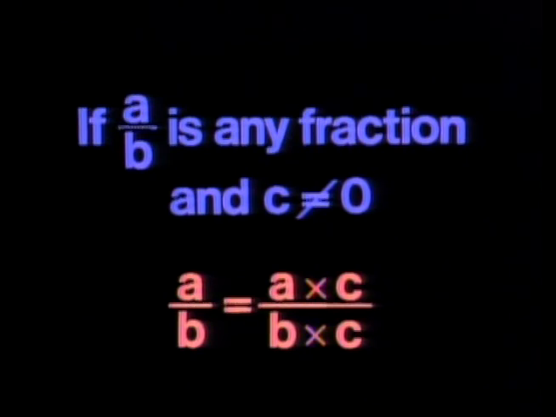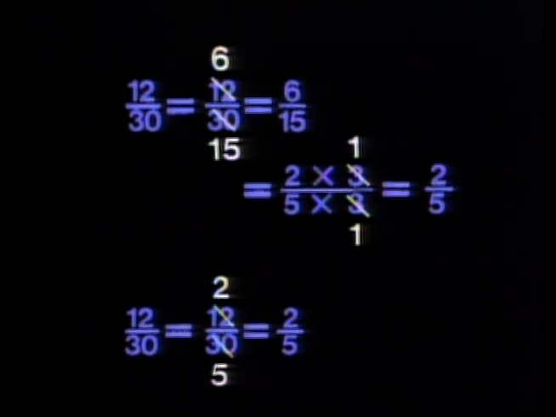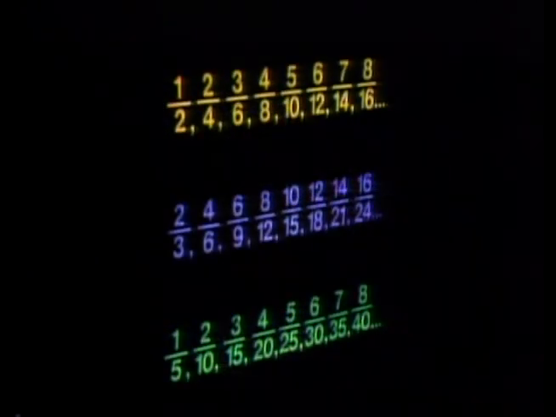Let's review the important ideas of this tape. First, we saw that you can multiply the numerator and denominator of any fraction by the same non-zero number. The value of the fraction will be the same. Then we saw that we can also divide numerator and denominator by the same number, or, to use a more familiar word, we can cancel. These two procedures allow us to organize fractions into whole families or classes, all equal to each other.